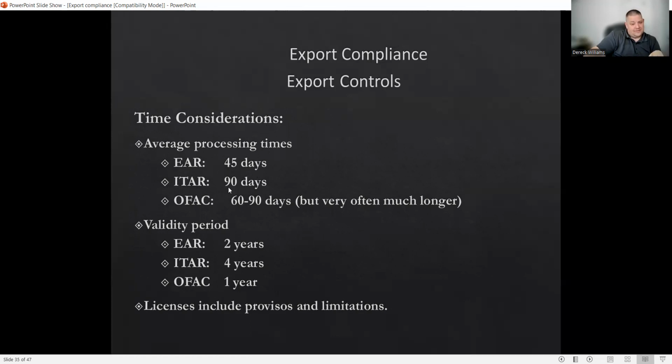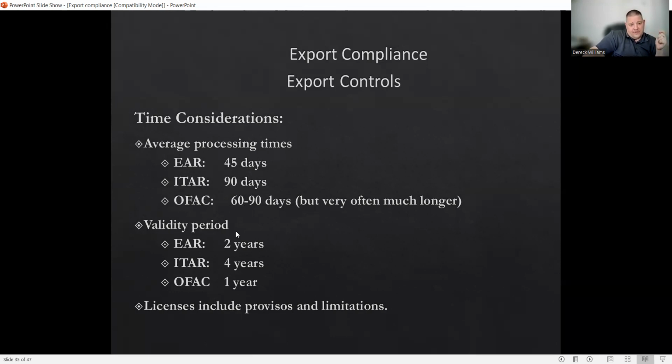Here's what they list, but we know that through the pandemic and through now this labor shortage and some of the other things that are going on, these are just ballparks. So I would suggest if you're going to work closely with EAR, ITAR, or OFAC, you reach out as early as possible, but you can definitely expect a minimum of 45 days for EAR, 90 days for ITAR, and 60 to 90 days for OFAC, but this one can be much longer.